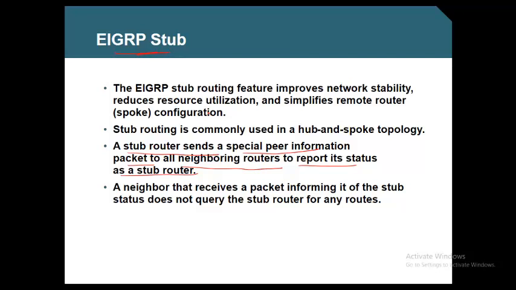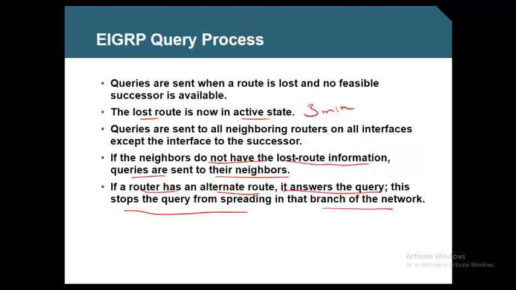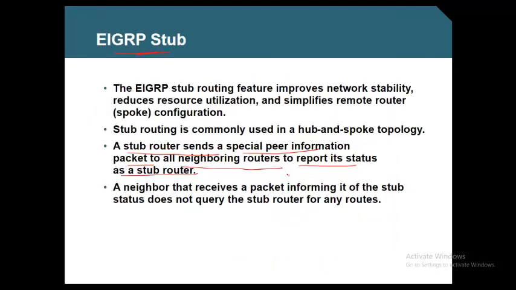When you don't unnecessarily query someone who does not know, you can avoid spreading. If the neighbor does not know about the lost route, what will it do? It will keep sending to all neighbors. When you keep sending to all neighbors, what happens? Bandwidth is consumed, CPU is consumed. All those things can be reduced.